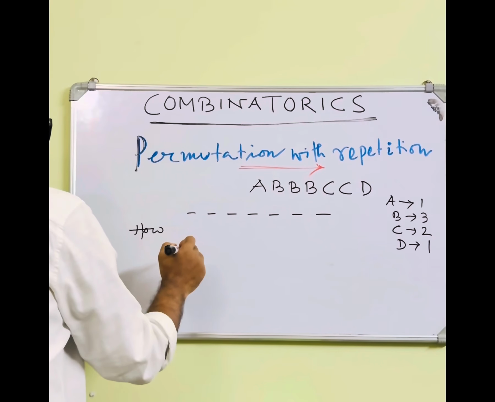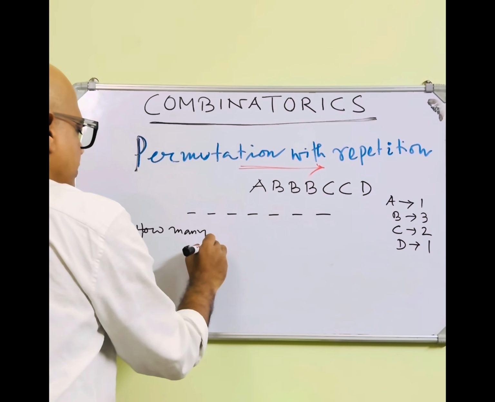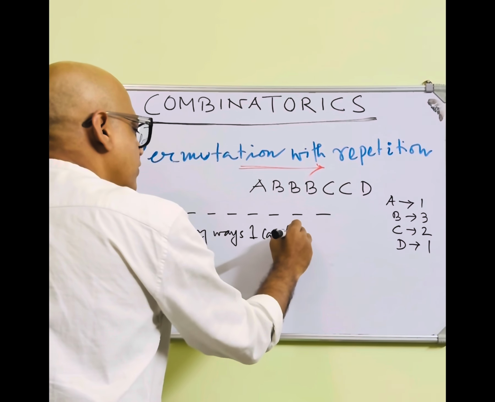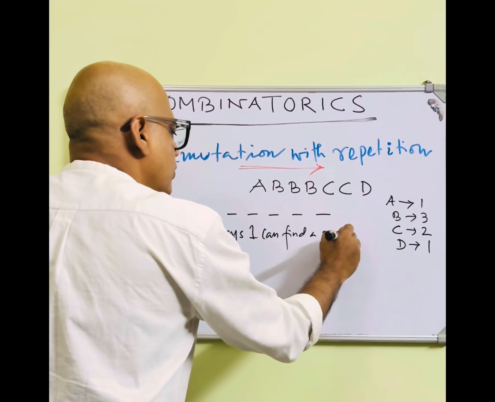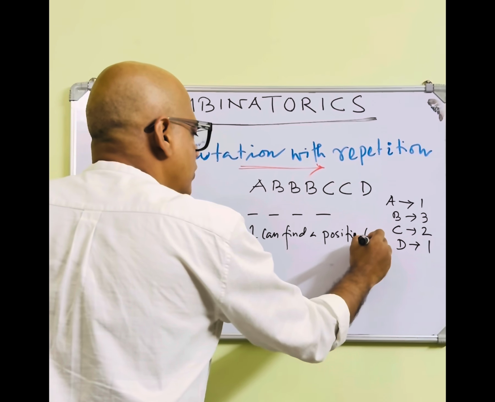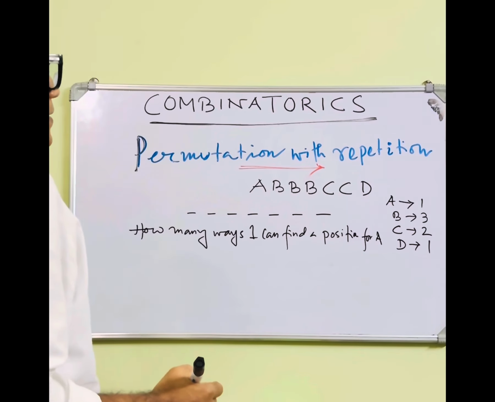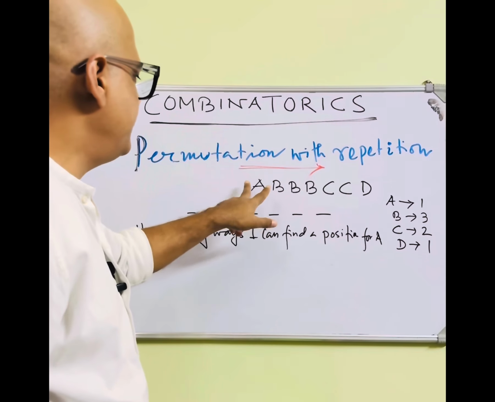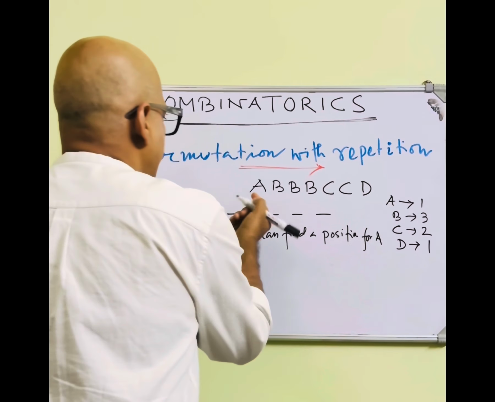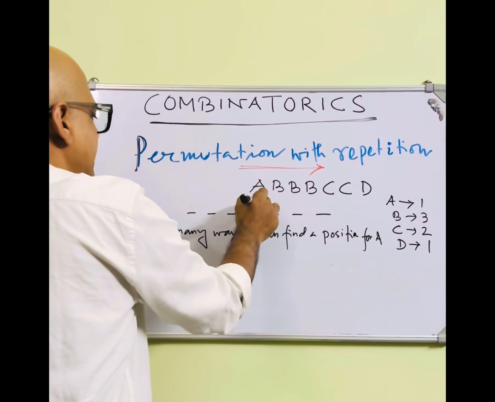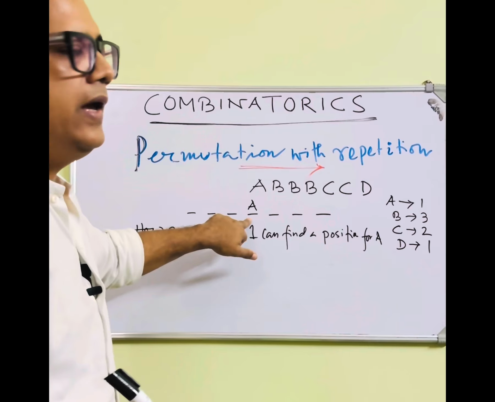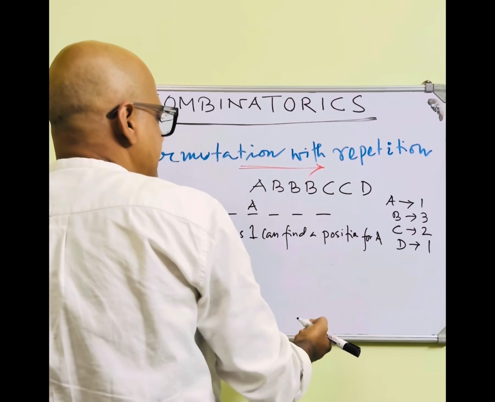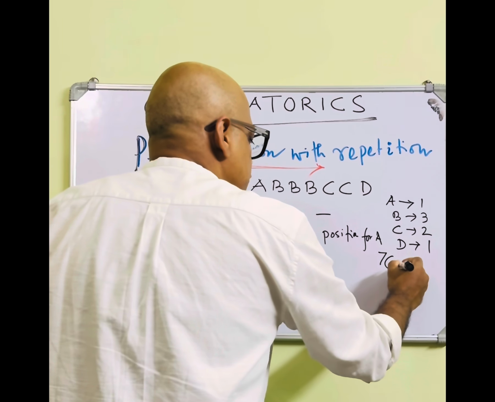So I'm just going to find how many ways I can find a position for A. I do have 7 positions. A is repeated once, so definitely I can place it anywhere in these 7 positions. Let's say A appears in the middle, in the 4th position. So how many ways can I choose them?